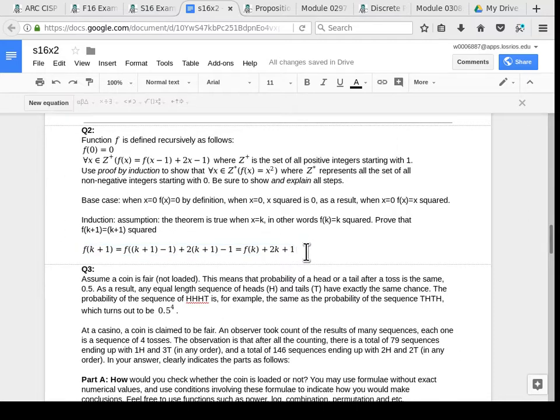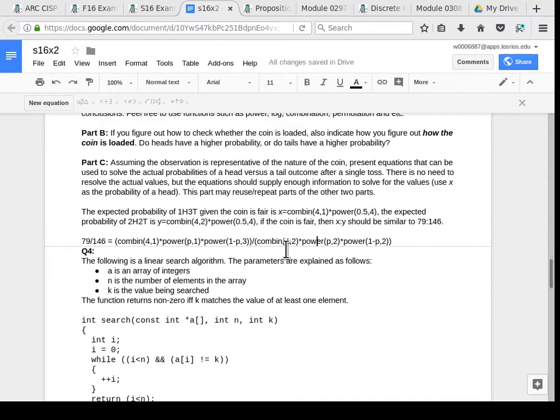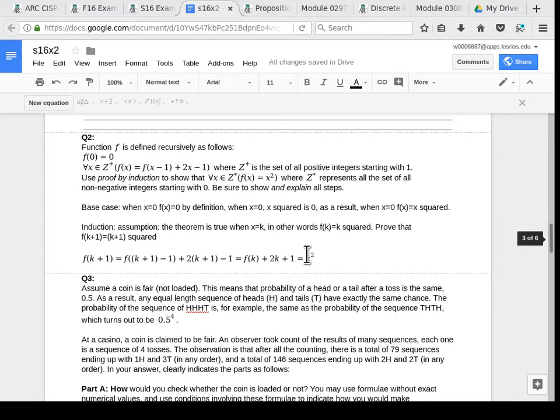But because of the induction assumption, we know that f of k is k squared. So we got k squared. Okay, I just pressed a key on the keyboard that I'm not supposed to. So this becomes k squared plus 2k plus 1. And using quadratic equation stuff, you know that this is just k plus 1, the whole thing squared. And that's the end of this proof.